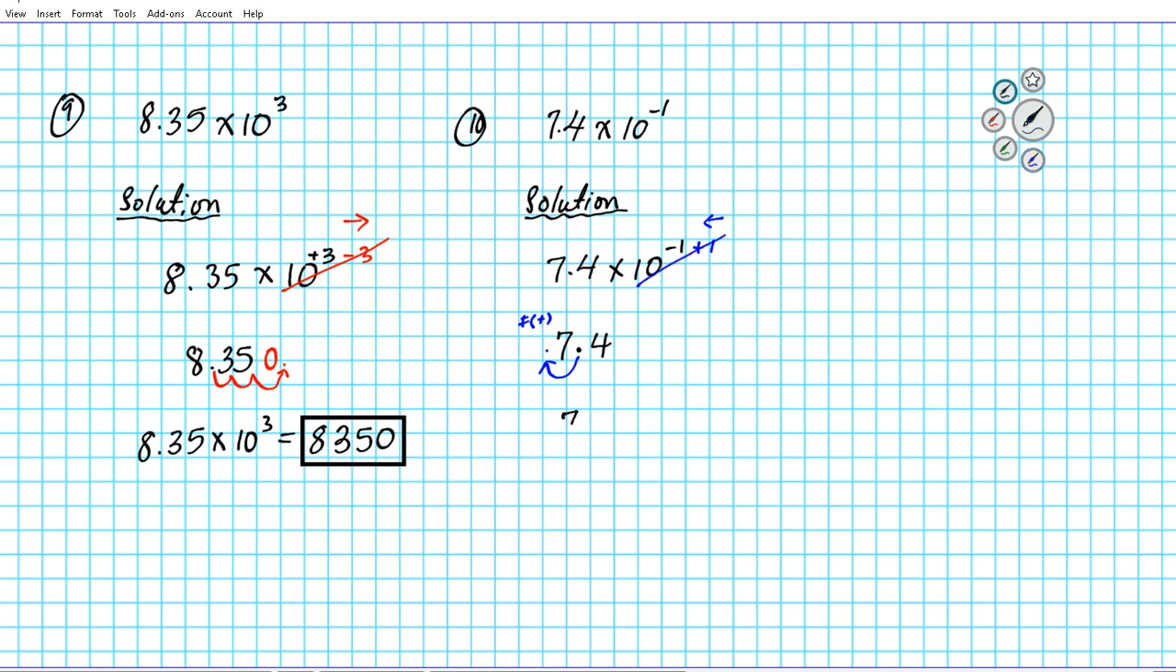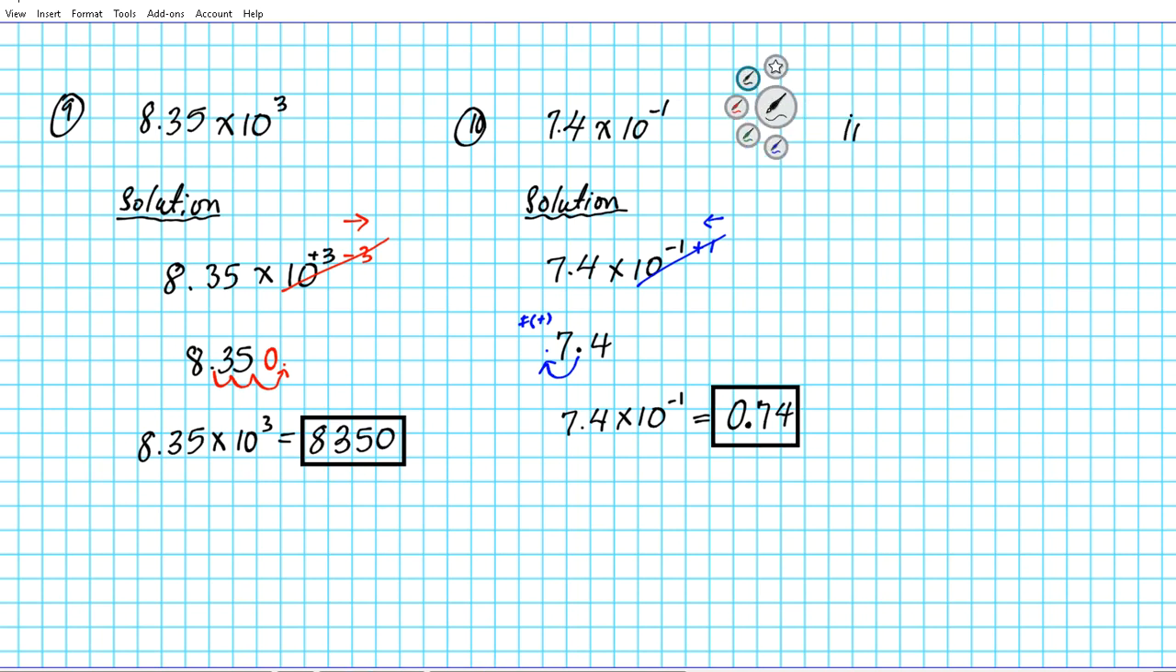So 7.4 times 10 raised to the negative 1 is the same thing as 0.74. Alrighty, so there goes the answer to question number 10. Alright, let's try another problem similar to that.